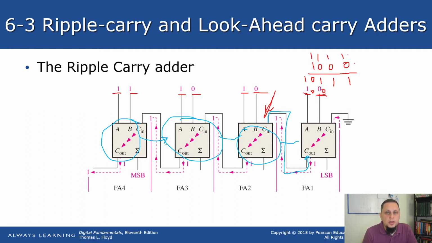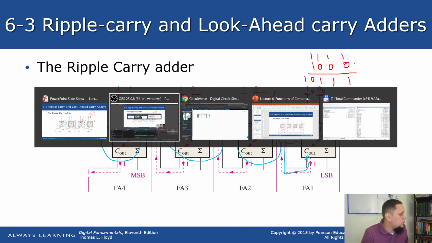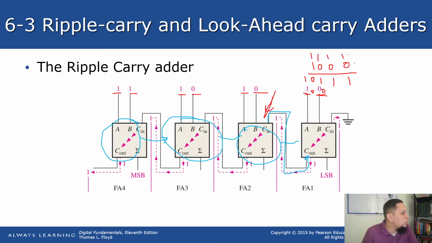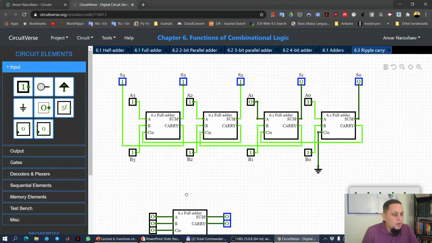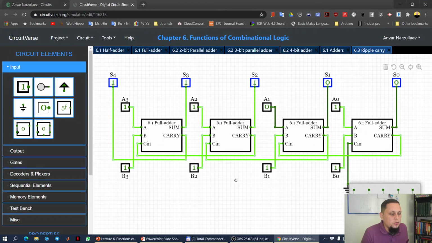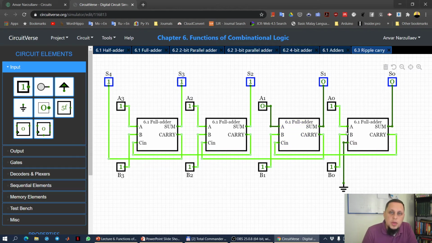Whenever you use this 4-bit adder, let me change the sequence. This is the implementation in Circuitverse. We have the 4 full adders, and this is the rightmost bit. In this case, A is equal to 1, 1, 0, 1, and B is equal to 1, 1, 1, 1, for example. Now, when you want to add A0 to B0, and then A1 to B1, the output of this adder has to wait for the output of A0 plus B0.